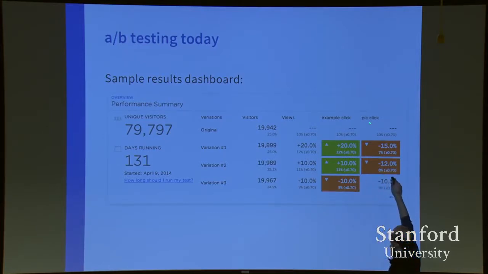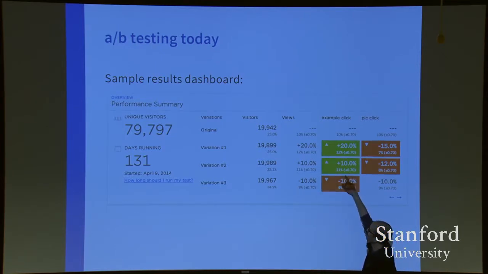Views, an example click, a click on a picture. And then each of these boxes is telling us whether on that corresponding metric, that particular variation is better or worse than the original. Okay? The green and the red are the platform signaling statistical significance to you. So what people are looking for is to wait as little as possible to be able to get these things to the green and red answers that they want.